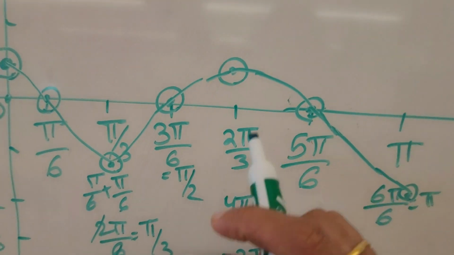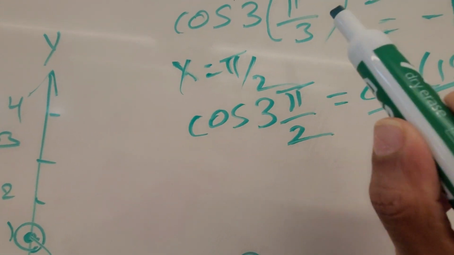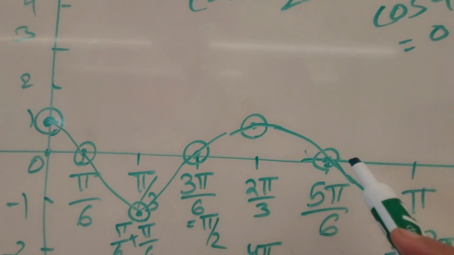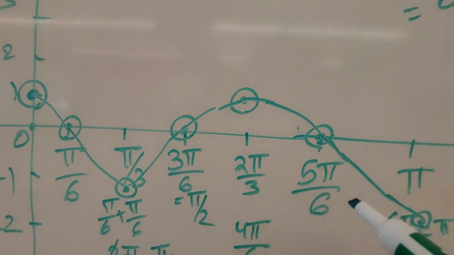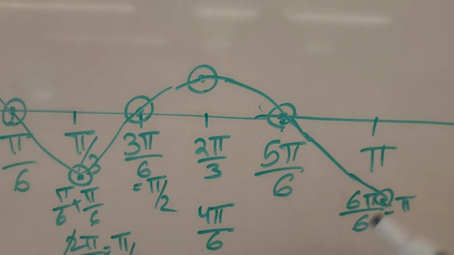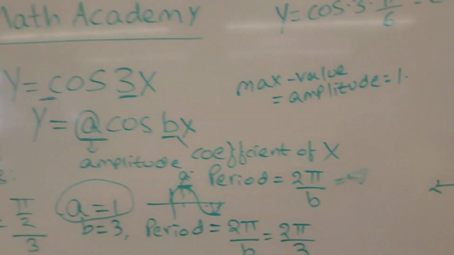And in this way, you can try substituting x values like 2 pi by 3 in the function cos 3x and find out the values. You will be getting the values as 1 for 2 pi by 3, 0 for 5 pi by 6, and -1 for pi. So this is how you graph the standard function.